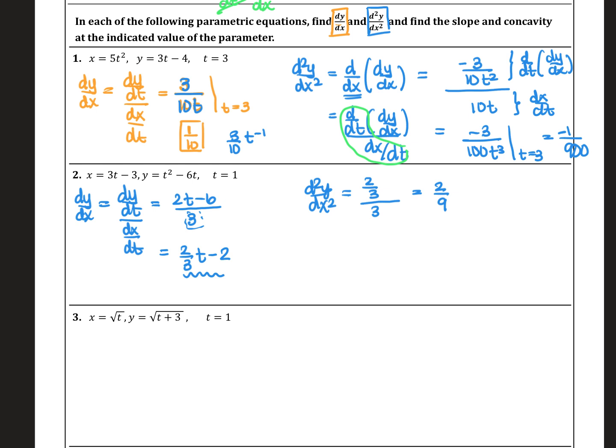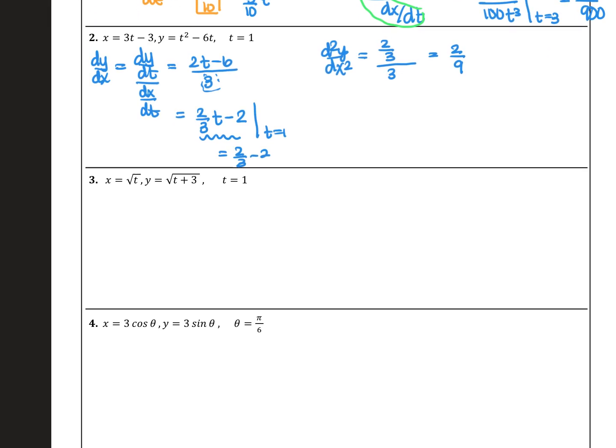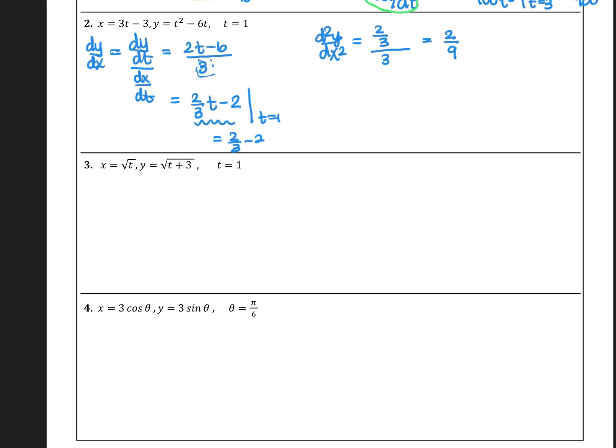And they wanted us to evaluate this at t equals 1, so that would really be 2/3 minus 2. dy/dx is again the slope of the tangent line. This second derivative, again, is talking about concavity. So it's all the things you saw in Calc 1, just a little bit different. Just like with polar, I can still talk about dx/dt, which would talk about your motion right and left. And we can talk about dy/dt, that would talk about your motion up or down.